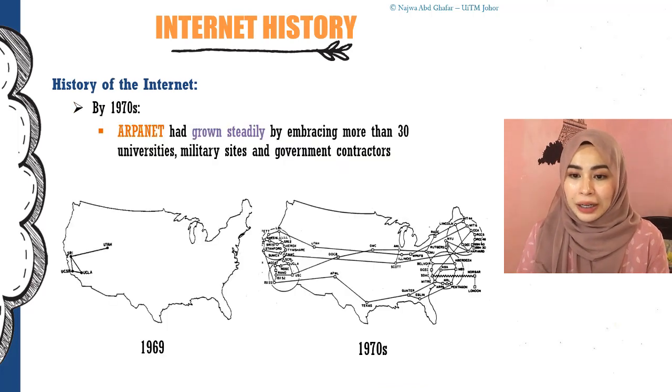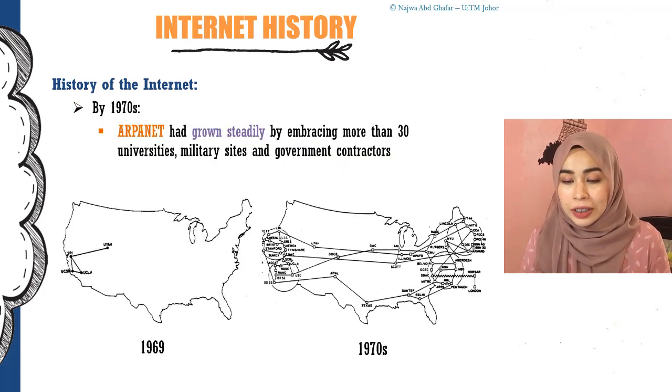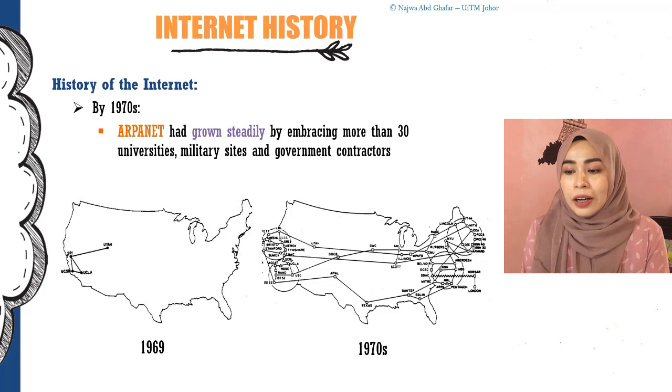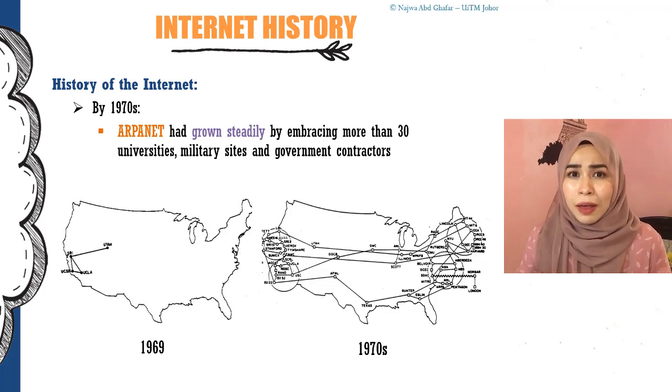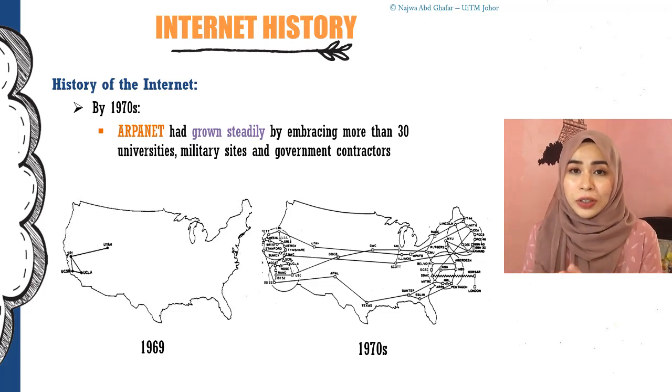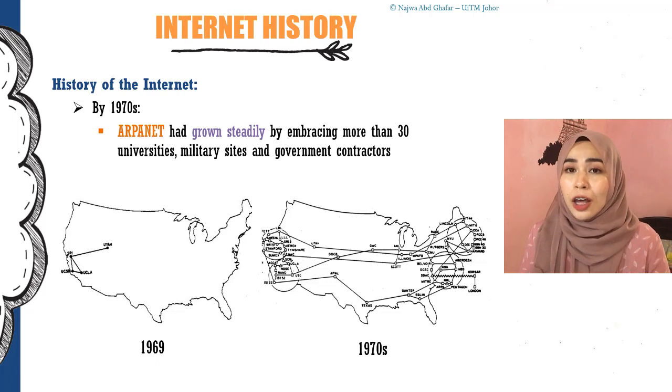But as time goes on, by the 1970s, ARPANET had grown steadily by embracing more than 30 universities, military sites, and government contractors. Since universities are using this, they are able to send emails, they are able to communicate better with each other. More and more universities have joined the network. There are different military sites that join the network, and even some other government contractors using the network. So the network from four computers has expanded to a larger network.